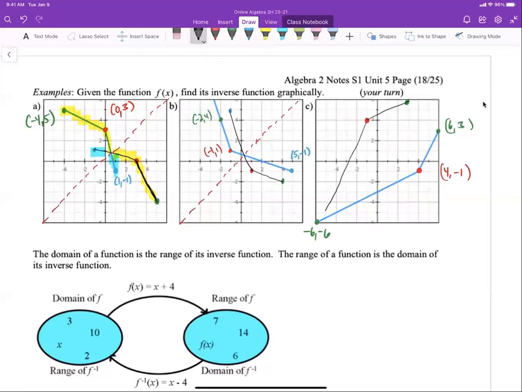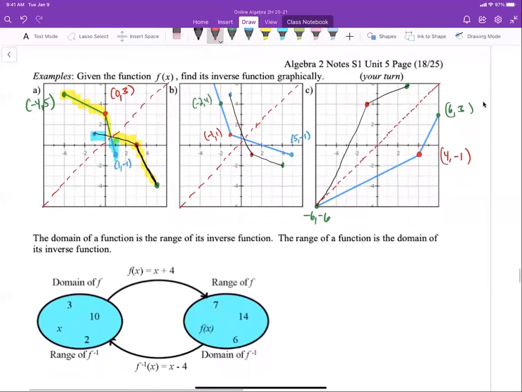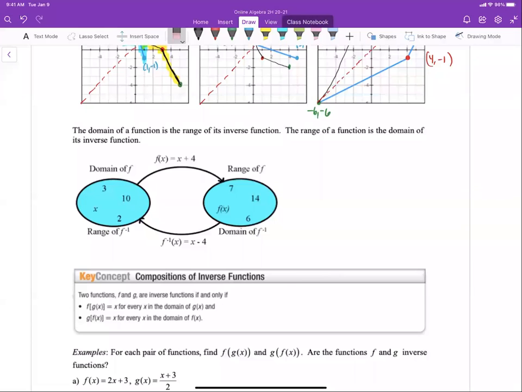Why did we get the same point? Well, because it's actually on that y equals x line, which is where my reflection was. So that is the reflection of that graph.